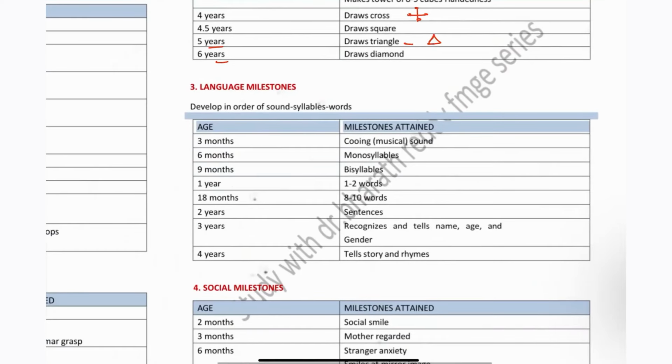Next, language milestones. 3 months, cooing. 6 months, monosyllables. 9 months, bisyllables. 1 year, 1 to 2 words. 18 months, 8 to 10 words. 2 years, at least one sentence. 3 years, 3 words: name, age, gender. 4 years, he can tell a story and rhymes.